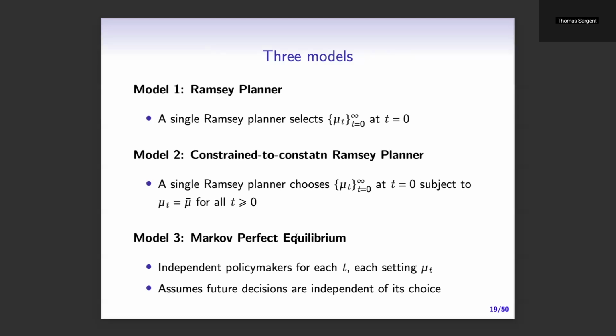The equilibrium here is essentially a game being played among a sequence of policymakers. So we're going to have independent policymakers for each t, and each policymaker assumes that future decisions are independent of its choice. This is critical. It's one of the defining features of a Markov perfect equilibrium. And later we'll tamper with this assumption.